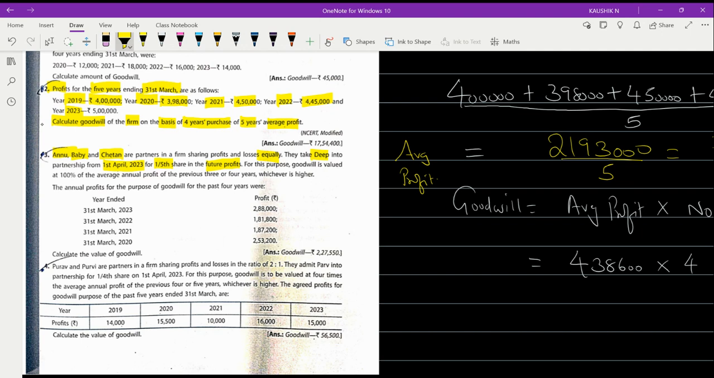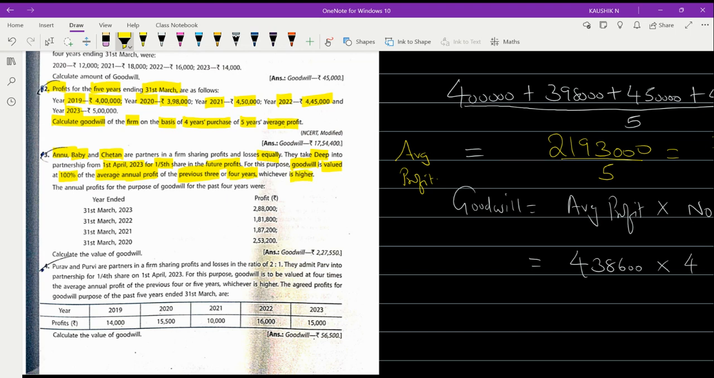For this purpose, how are you going to value goodwill? Goodwill is valued at 100 percentage. 100% means whatever value you get, that value is the 100% value. 100 percentage of average annual profit. So whatever you get as your annual average profit, that amount is 100%. 100 percentage of average annual profit of the previous 3 or 4 years, whichever is higher.